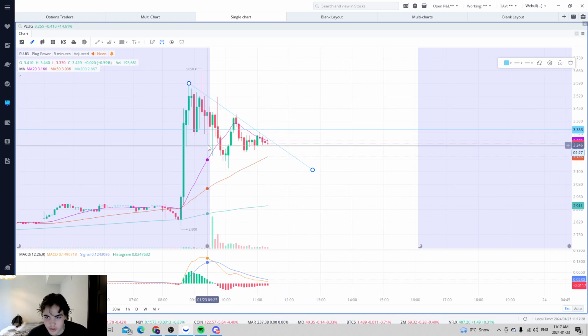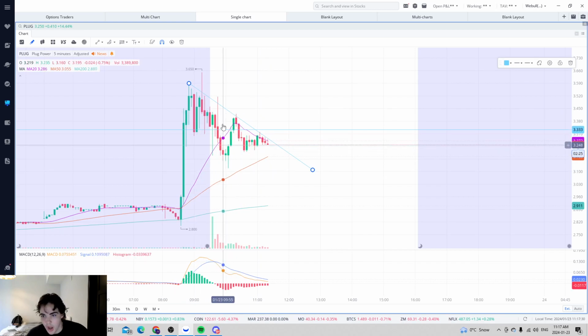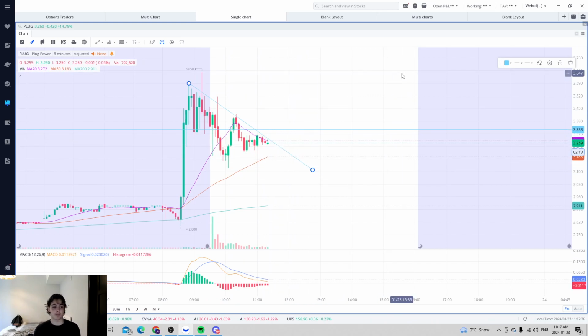There's a lot of sellers as well as a lot of buyers up there, so I want to see it. Even if this thing trends down, eventually it should break up and we'll see this move. And that's really what I'm looking for in terms of Plug.